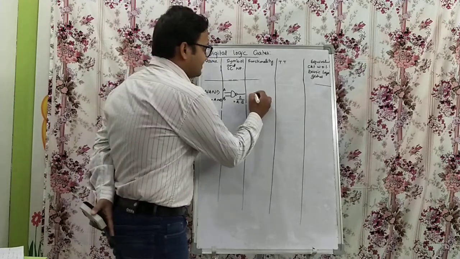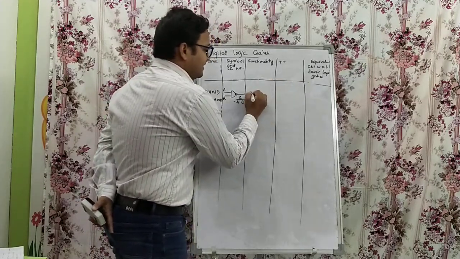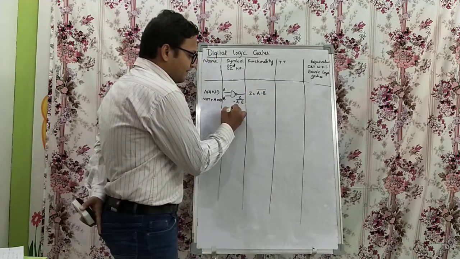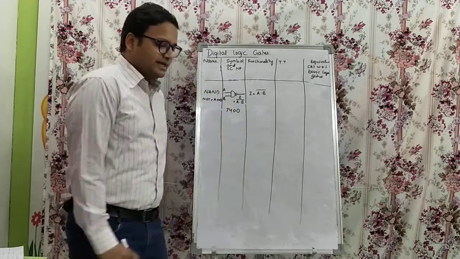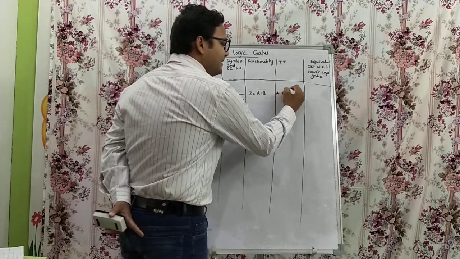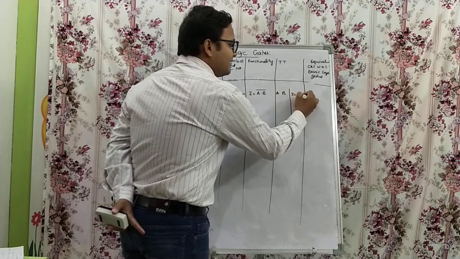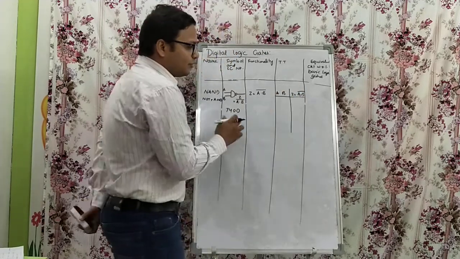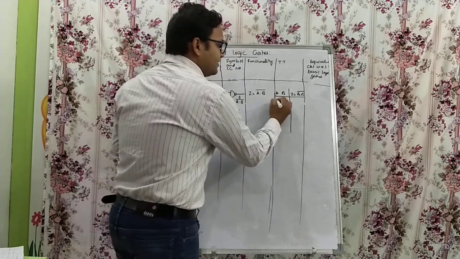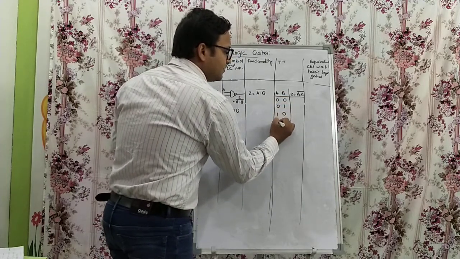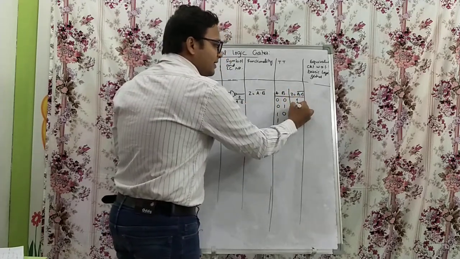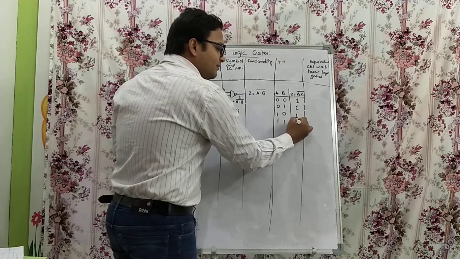The functionality is Z equal to inverted AND, which is NAND. The IC number is 7400. What is the truth table? The truth table is A, B, Z equal to A and B, bar. So obviously there are four combinations: 0 0, 0 1, 1 0, 1 1. Inverted AND gives 1, 1, 1, 0.